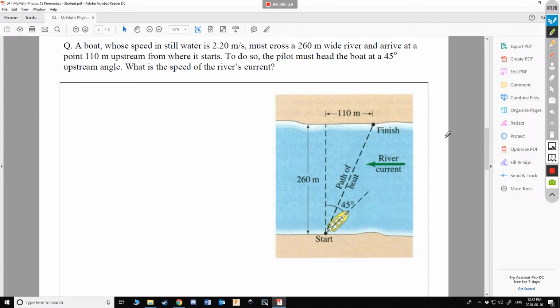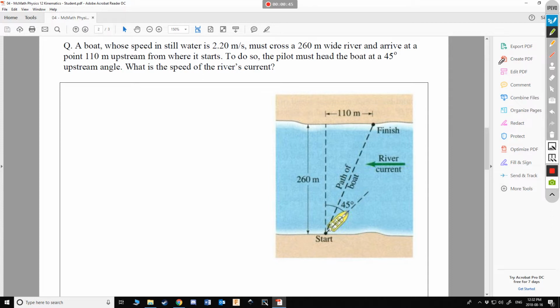So a boat whose speed in still water is 2.2 meters per second must cross a 260 meter wide river and arrive at a point 110 meters upstream from where it starts. To do so, the pilot must head the boat at a 45-degree angle upstream. What is the speed of the river's current? So we can see if we can draw the picture of the scenario first.